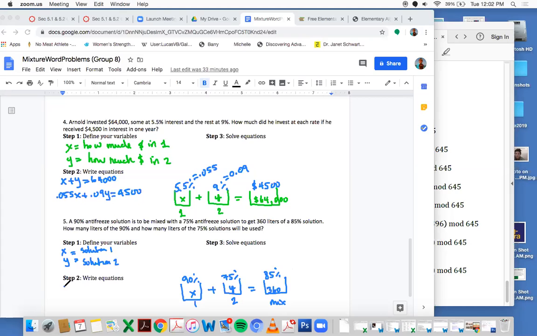Okay. So again, the equation comes from, so if I add X, Y together, I get 360. And then if you put the percentages in, you have to change them to decimal. So 90% is 0.9, 75% is 0.75, and then 85% is 0.85. So each of those percentages multiplies the amounts. Okay, so here are your 2 equations here.